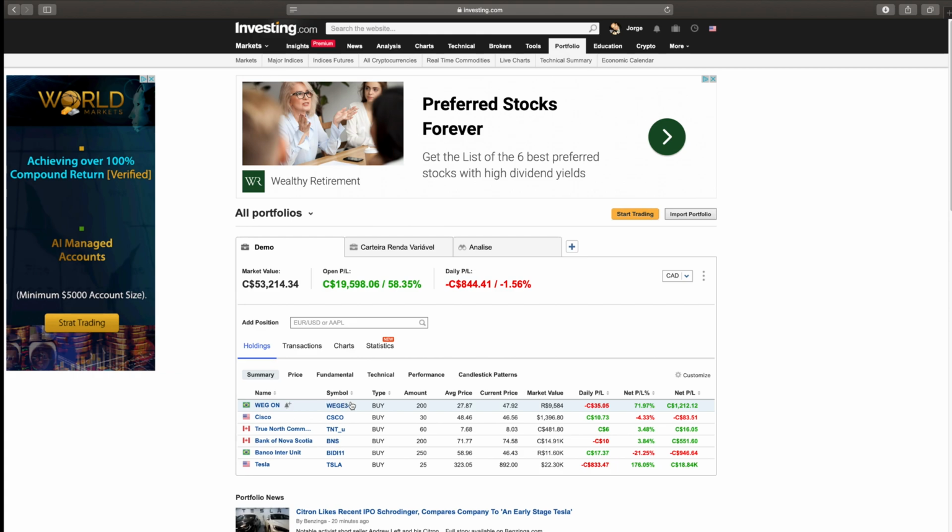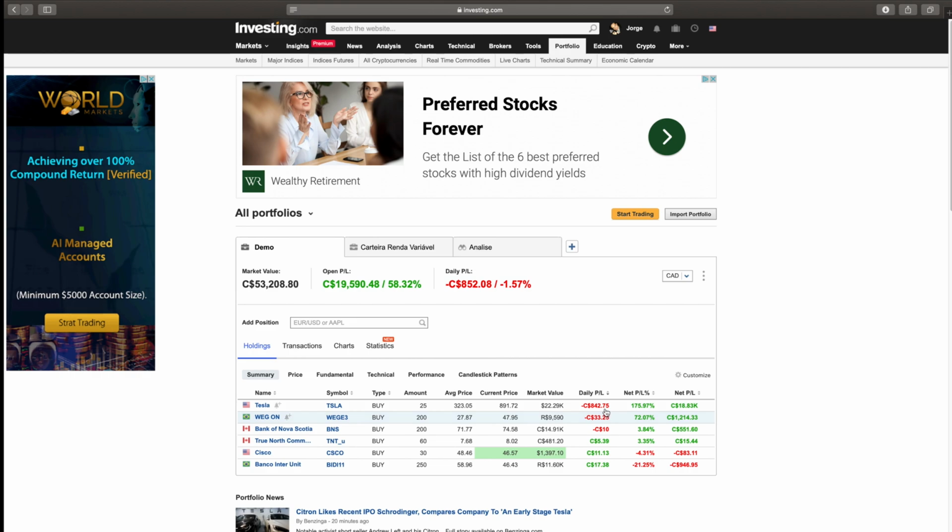You can customize it, you can sort it. For example, let's say I want to sort by market value. I can't, because it's not possible. You need to have those 2 arrows. I don't know if you're able to see it. But let's say I want to sort by daily P&L.